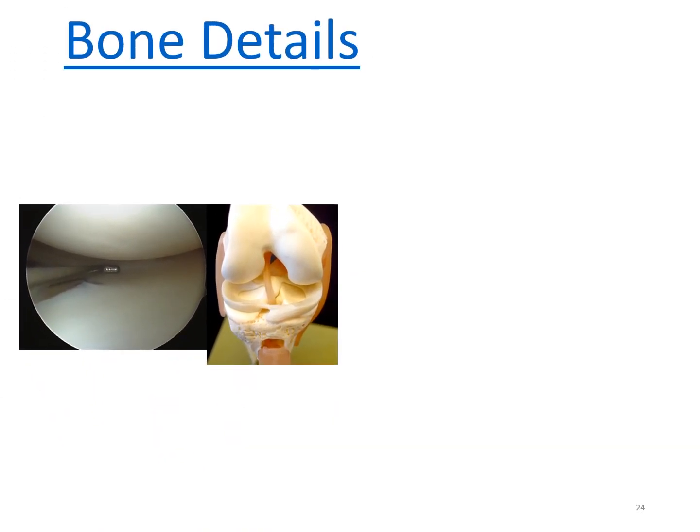So next we're going to talk about some bone details. If we've got an image of a knee there, the image on the right is the one that we're going to talk about. This bit at the top, this sort of bony thing here, is your distal femur, so that's your lateral femoral condyle and your medial femoral condyle.